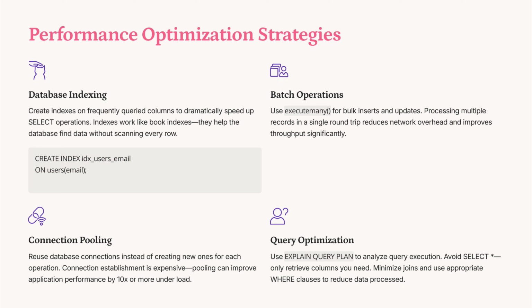Database performance can be enhanced through strategic indexing, batch operations, connection pooling, and query optimization. Indexes on frequently queried columns expedite select operations. Batch processing with executemany reduces network overhead. Connection pooling reuses connections, boosting performance. Use explain query plan to refine queries, avoid select *, and minimize joins for efficient data retrieval.